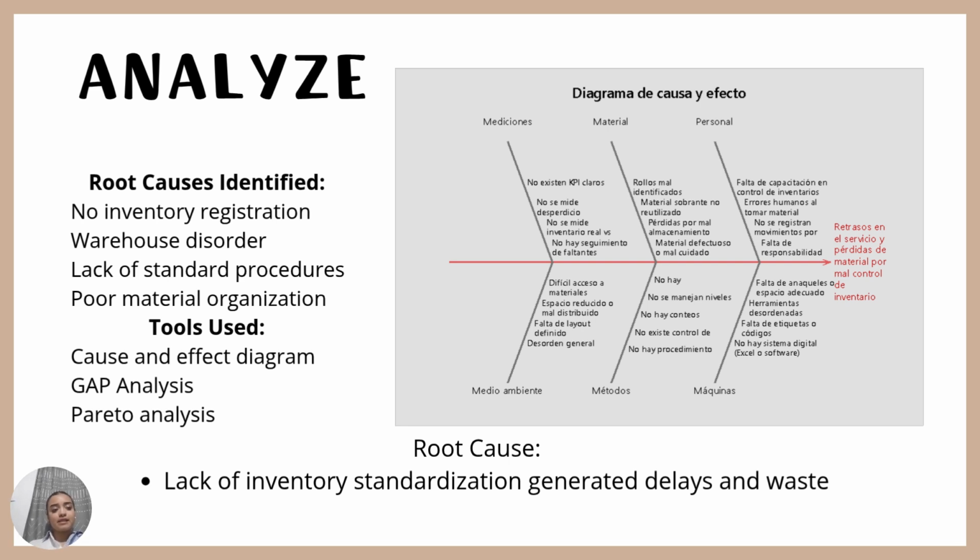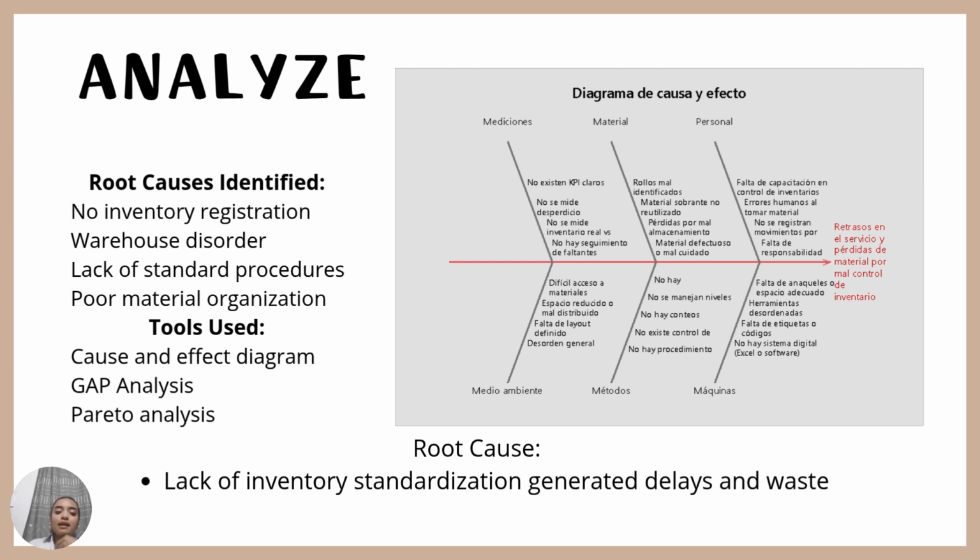The analysis stage was one of the most important parts of the project. Using the fishbone diagram and Pareto analysis, the root causes of the problem were identified. The main causes included lack of inventory registration, warehouse disorder, lack of standard procedures, and poor material organization. These root causes generate inefficiency, delays, and material losses throughout the process.